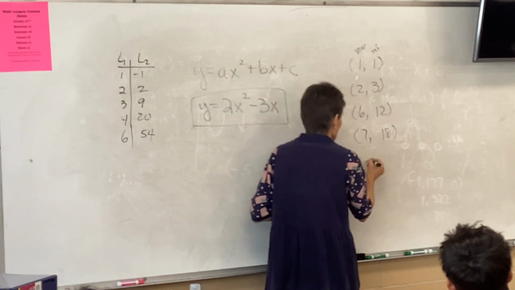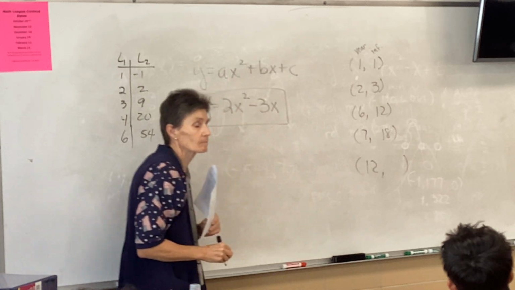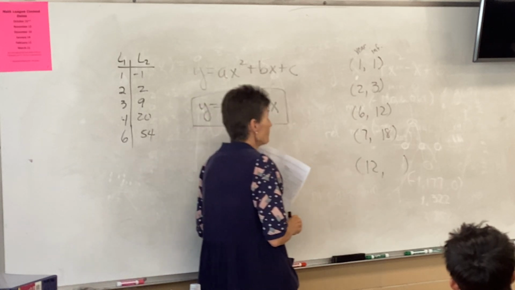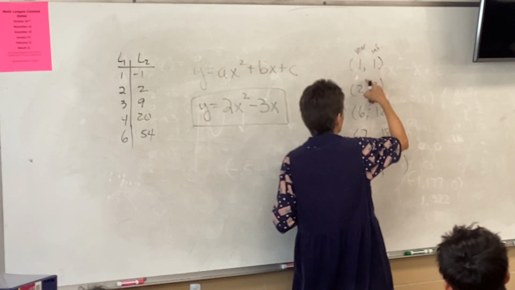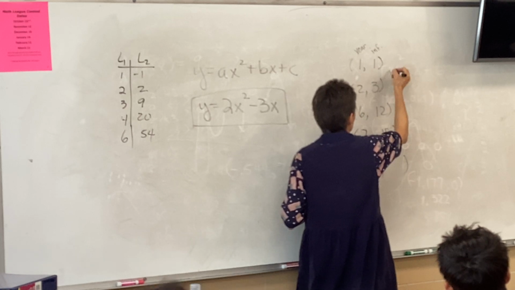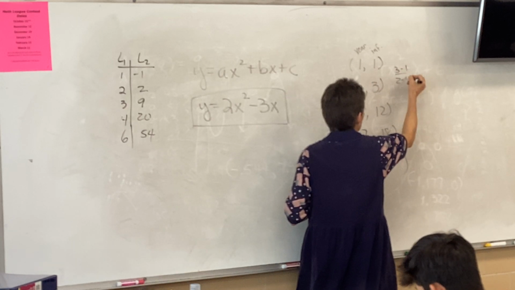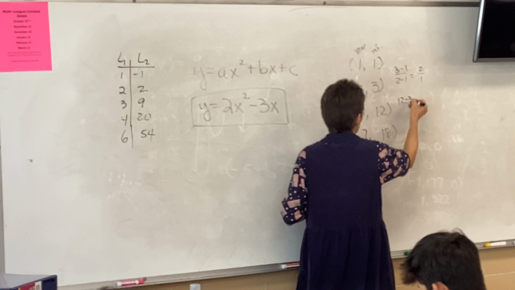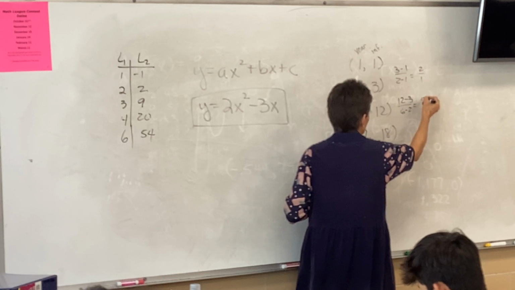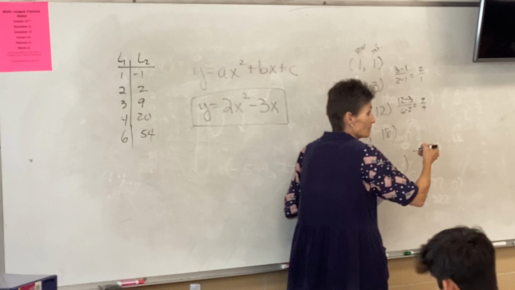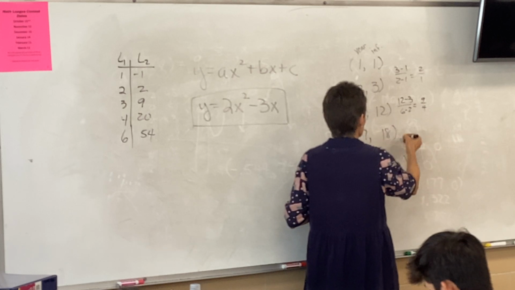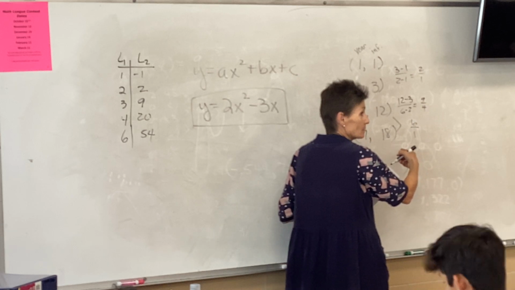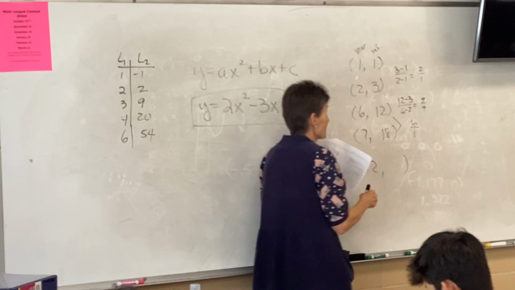Question is, what if they had 12 years? Well, if I use these 2 points, the slope would be 3 minus 1 over 2 minus 1. It would be 2 over 1. But what if I use these 2 points? 12 minus 3 over 6 minus 2, that slope would be different. And if I use these 2 points, 18 minus 12 over 7 minus 6, that would be 6.